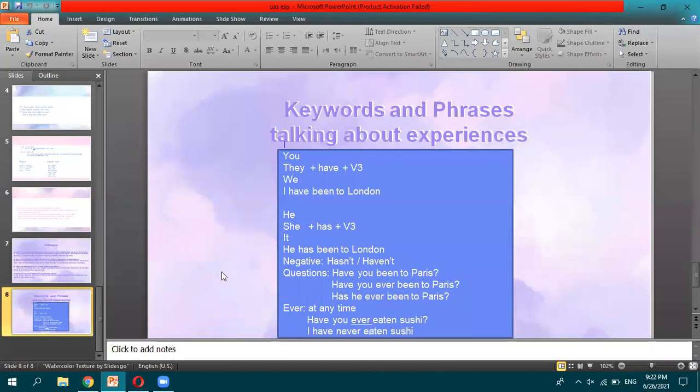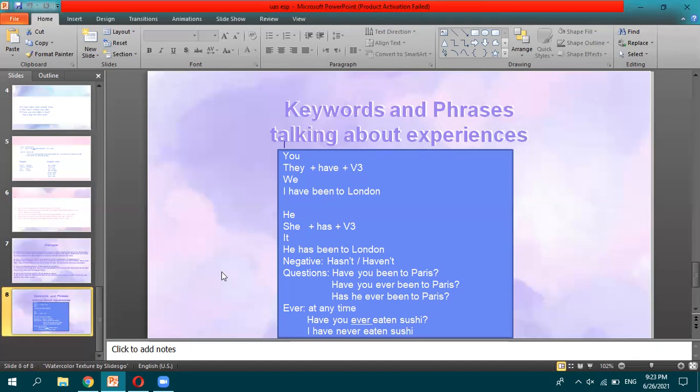Let's have a look at today's keywords and phrases. We learn how to talk about experiences. Experience is the knowledge you get from doing a job or from doing something or seeing it or feeling it. We learn how to use present perfect tense talking about experiences.